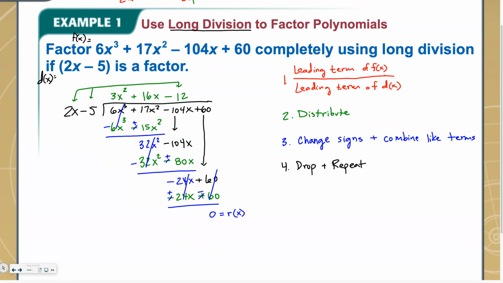If your remainder is 0, this tells you what you divided by. In this case, 2x minus 5 is a factor of this equation f of x since the remainder equals 0. If your remainder is 0, it's a factor. And as you learned last class, if something is a factor, that means it's also a 0 when you solve for the x. So let's solve for the x here.